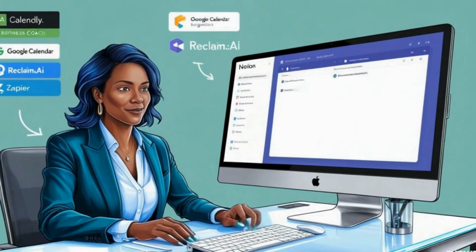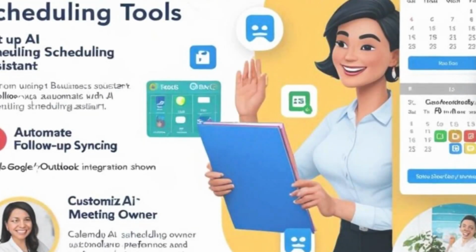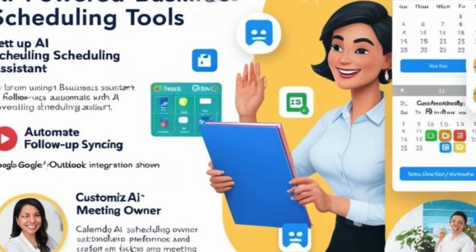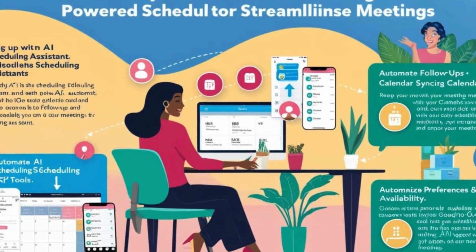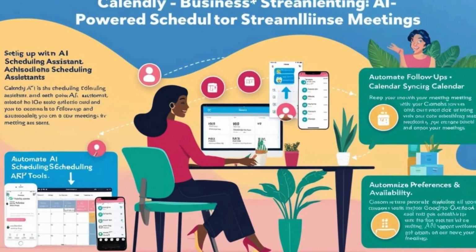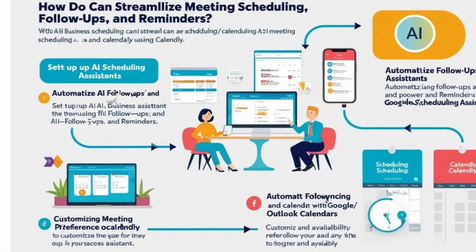Set up Calendly. Sign up and sync with your calendar. Set meeting availability and buffer times. Customize meeting types, consultations, check-ins, etc. Automate with Zapier. Trigger: new meeting booked. Send a custom email reminder plus auto-create Google Meet link plus update Notion task.